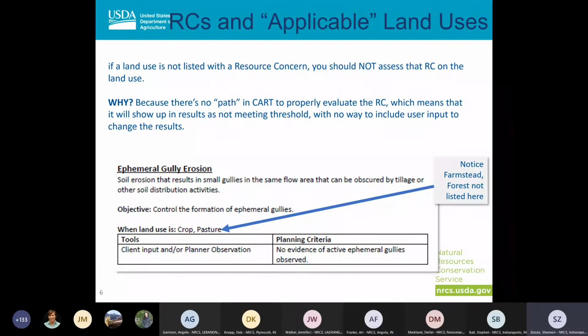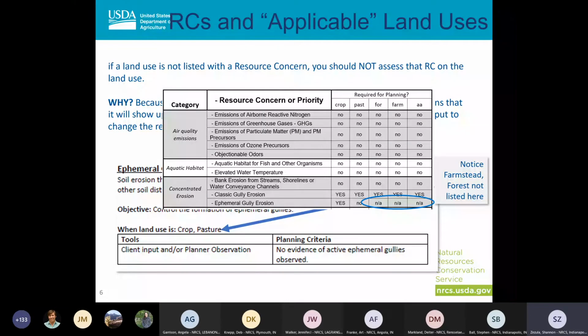So again, it's really important to make sure you pay attention to the documents that we gave you, and anywhere where you have an NA or an inappropriate land use modifier, make sure you don't tag that resource concern. Otherwise, you will be frustrated at the end of your CART tenure. And then again, if you do that, you'll have to go back to the beginning, assign that modifier, or take out that land use, and then you'll start over, and you will have no fun in the planning process.